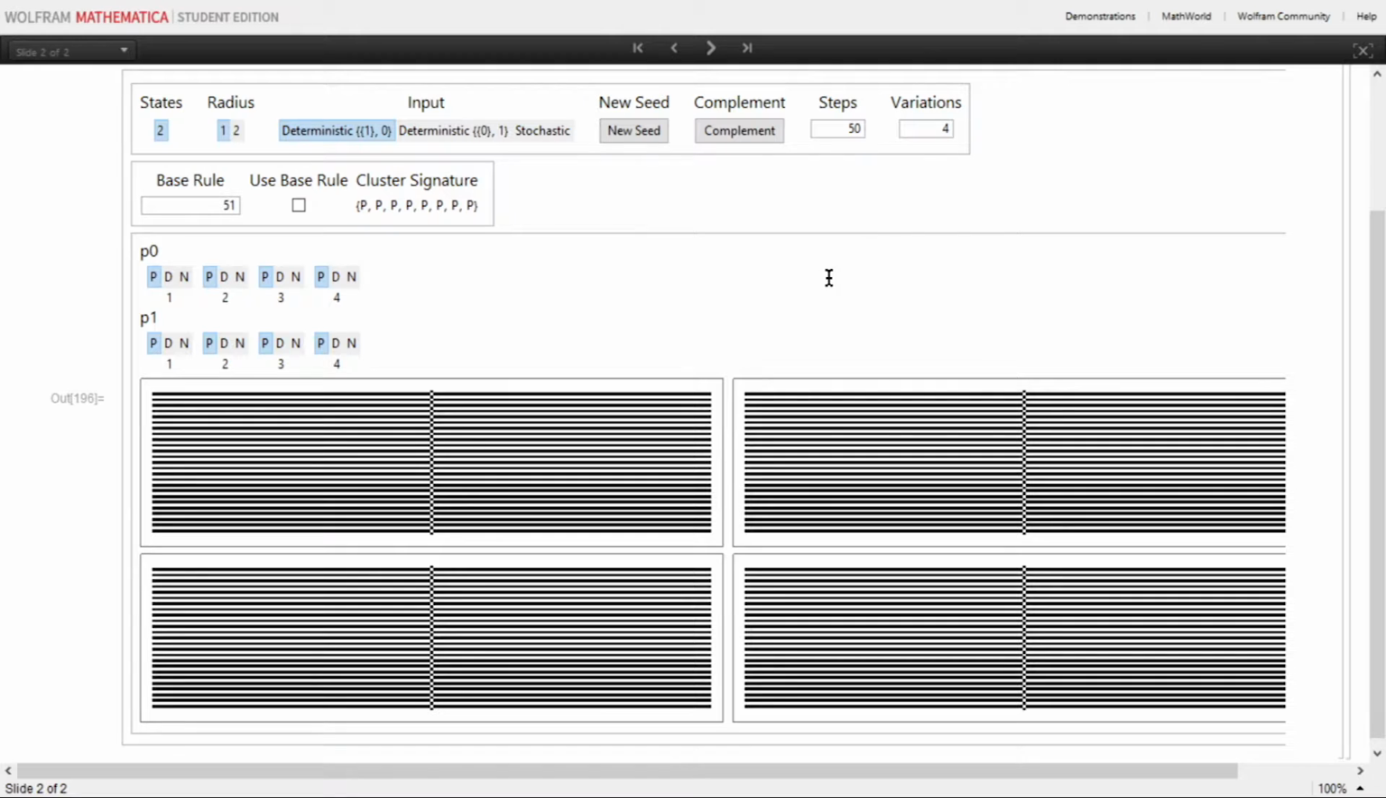In this case, we have P's all over the place. This means this is changing, this is positive changing. This is actually rule 51, which is the complement rule. Whatever is 0 will be 1 and vice versa. So as we explore this, we had some of this.